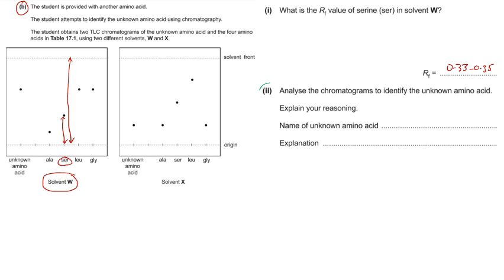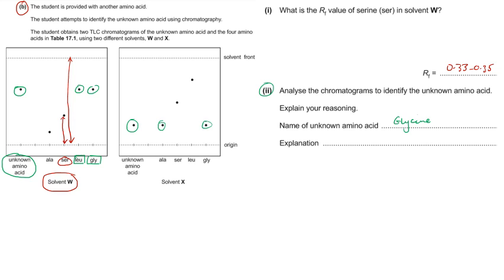We move on to part 2 now, and we've got to identify the unknown amino acid. So here's our unknown amino acid in solvent W. And here's our dot, which matches leucine and glycine in solvent W. But in solvent X, here it is, and it matches this time alanine and glycine. So glycine is the common factor in the two chromatograms. So glycine is our answer.